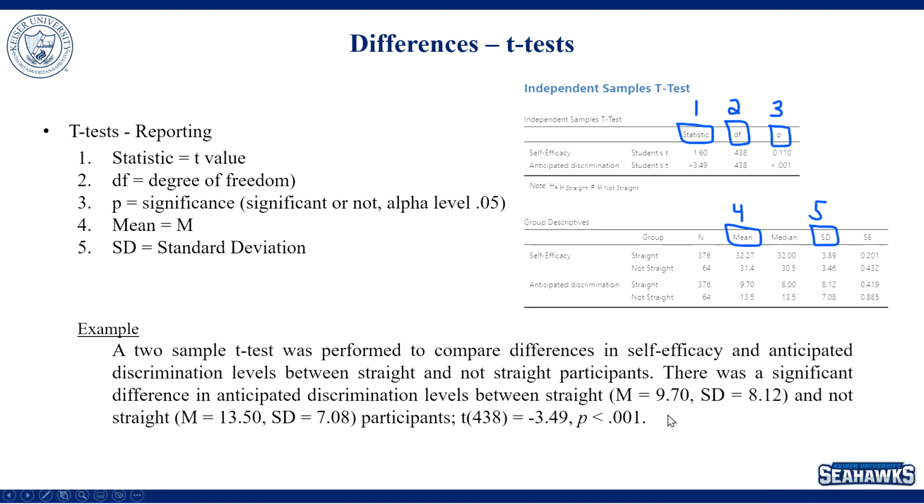And then, between the straight and the not straight group or participants, we get the mean score for the not straight, 13.5, as well as the standard deviation, 7.08. And then we report the results, where the degrees of freedom is 438. If you go back to your table, you see that here for number 2, degrees of freedom. The statistic is negative 3.49. So we find that right here for the anticipated discrimination group. And with a p-value of less than 0.001.